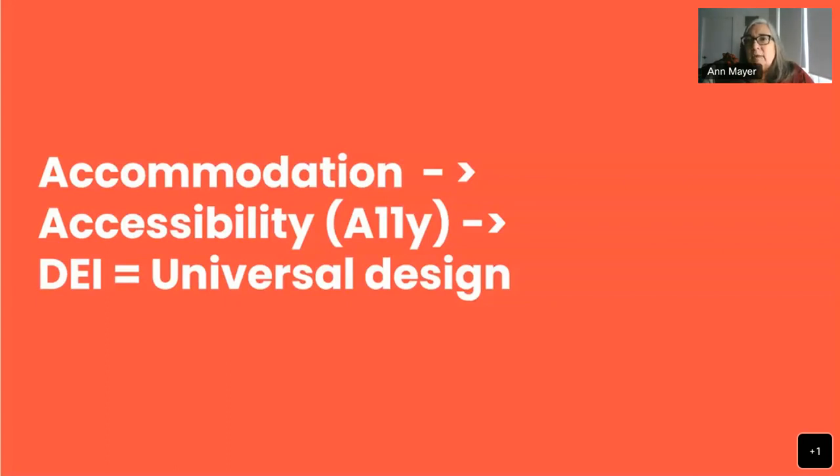Thankfully, we've mostly moved beyond mere accommodation, and we're now broadening the scope even more, not just focusing on people with disabilities. We're now talking about accessibility for everybody. So you'll hear a lot about universal or inclusive design, and that's really where DEI comes into play when you're thinking very, very broadly beyond just people with disabilities.